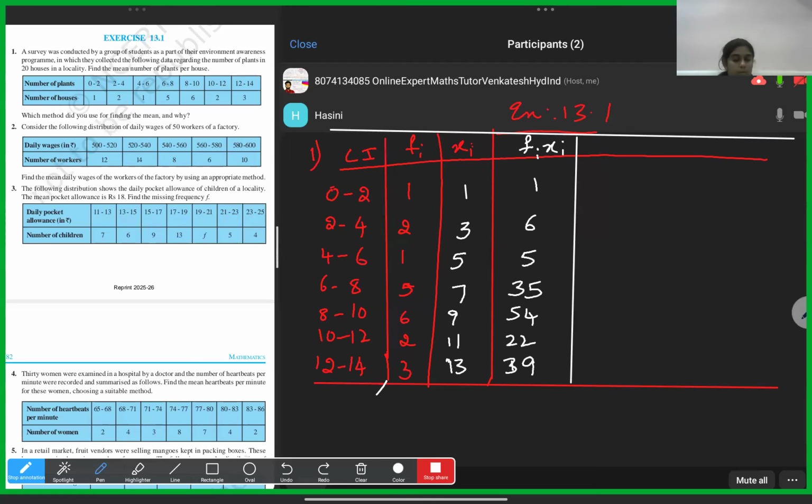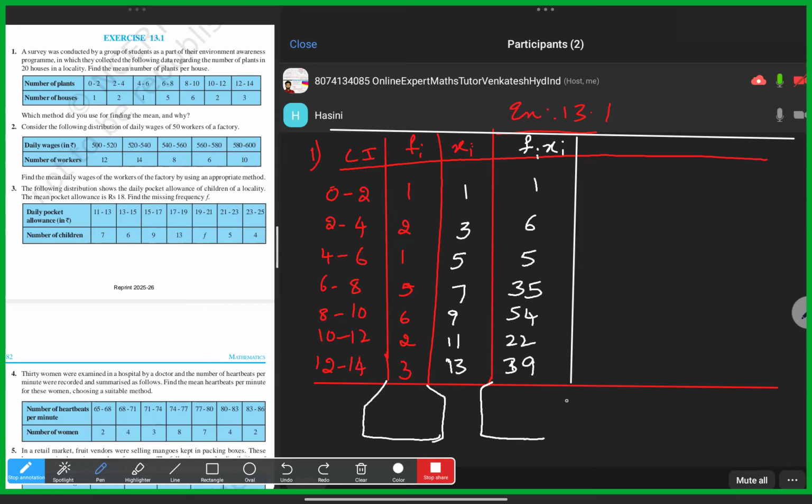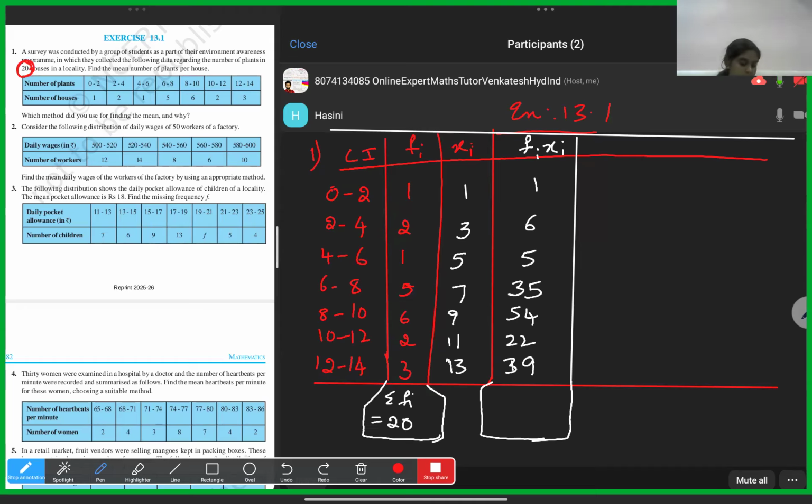Now, Hasni, I'll find out two extra things. That is sigma fi and sigma fi xi. Sigma fi means what, Hasni? Sum of all the frequencies. Like I said, sigma means adding up. So if you add all this, it is 20, because they already mentioned in the question that they did the survey for 20 houses. Yes, sir. So when you add all these, you'll get 20 only.